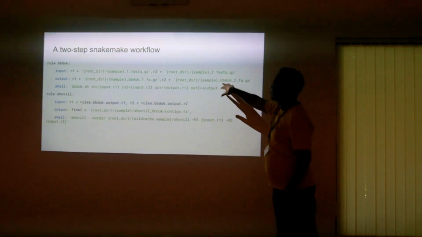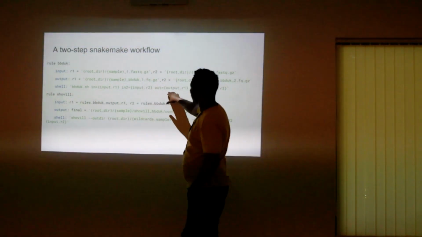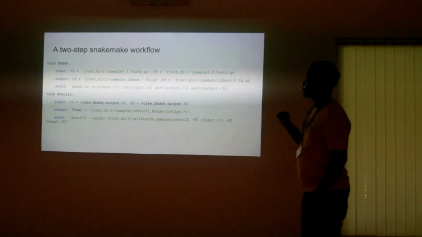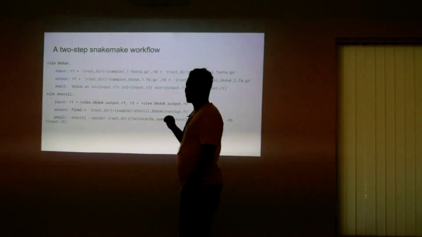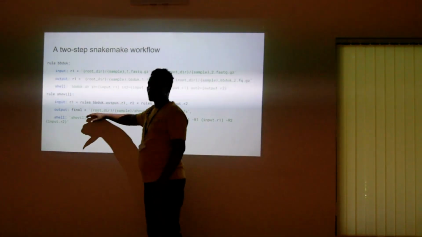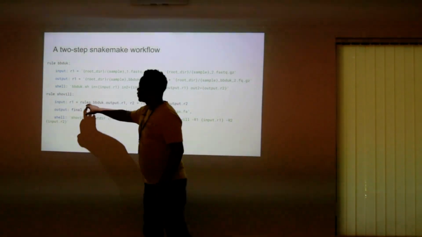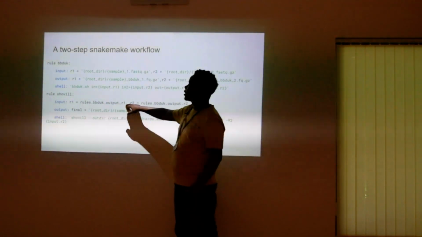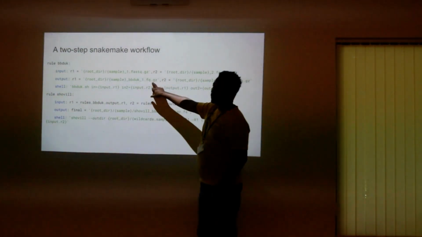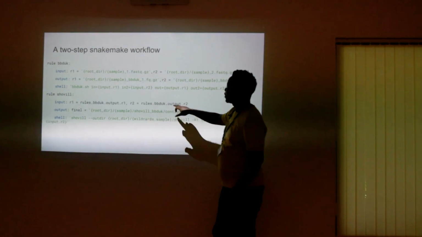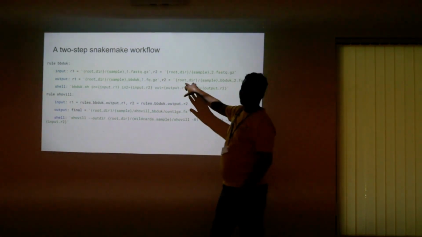We've again abstracted the sample names, and then we run our shell command. After that, we want to run shovel as our next process. But see how we've defined our input. Our input R1 is rules output.R1 here, and R2 is our rules output 2, which we capture here.